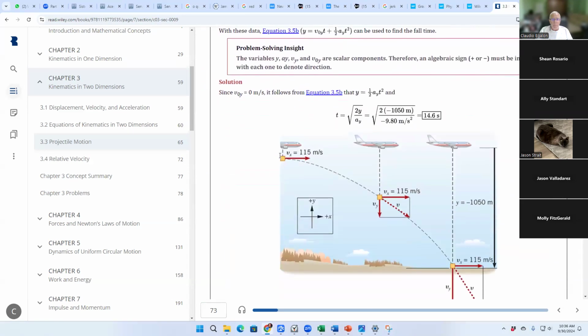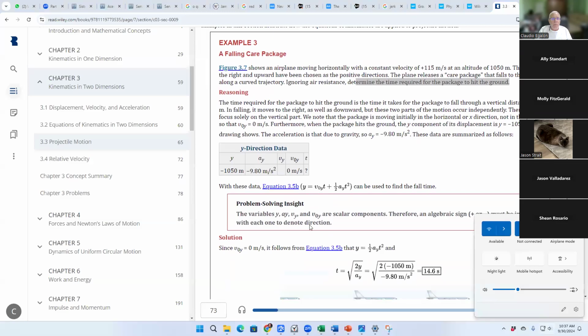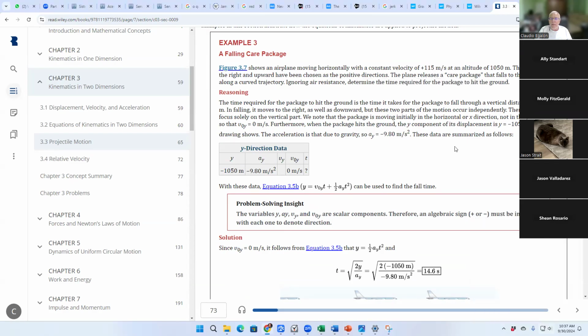Can we go over this example, Professor? One minute, let me raise the volume. Can you repeat, please? Can we go over this example? Yeah, let's do it. Here you go.